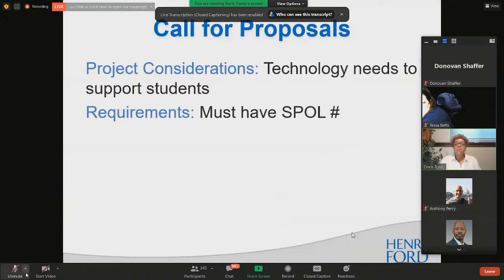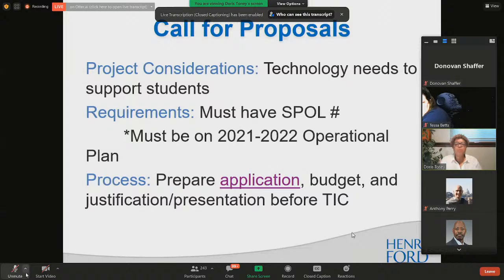First of all, if you're interested in applying for funding through the Technology Investment Committee, the first thing you have to do is, after you've created an idea of what you want to do to support your students, you have to have a SPOL number. And that's a strategic planning number that your school actually has for you. So they will provide that. It has to be on the operational plan.